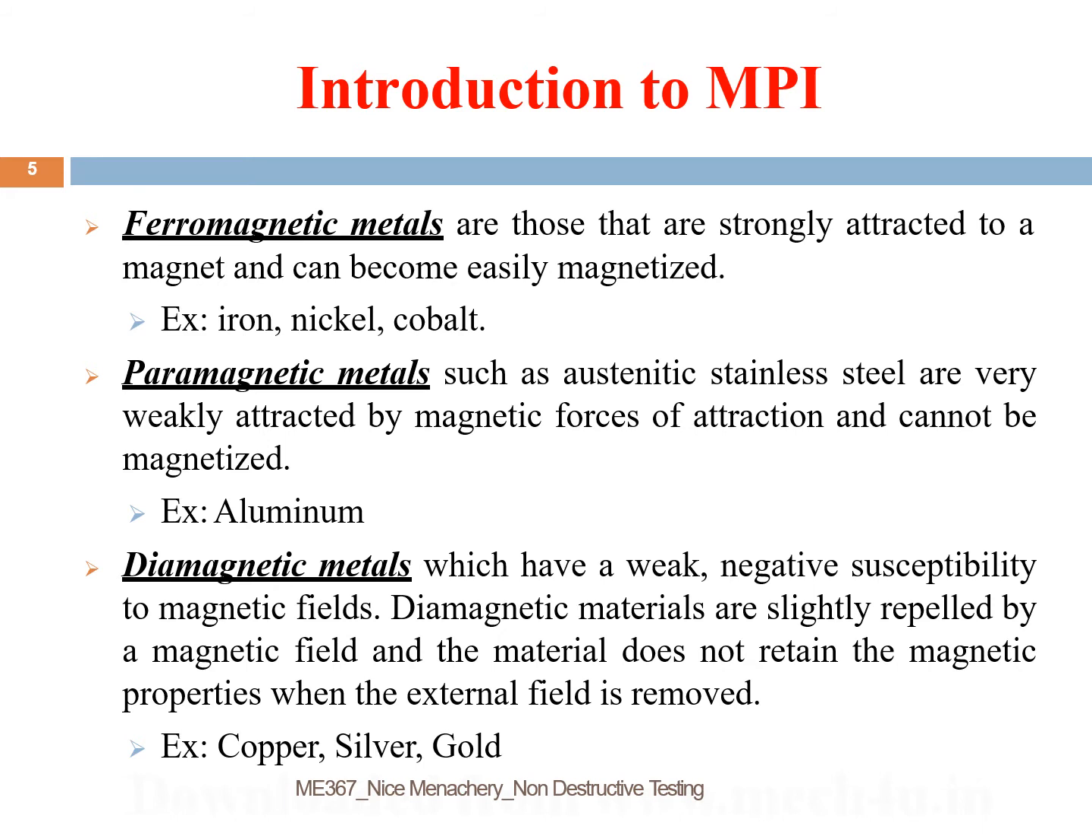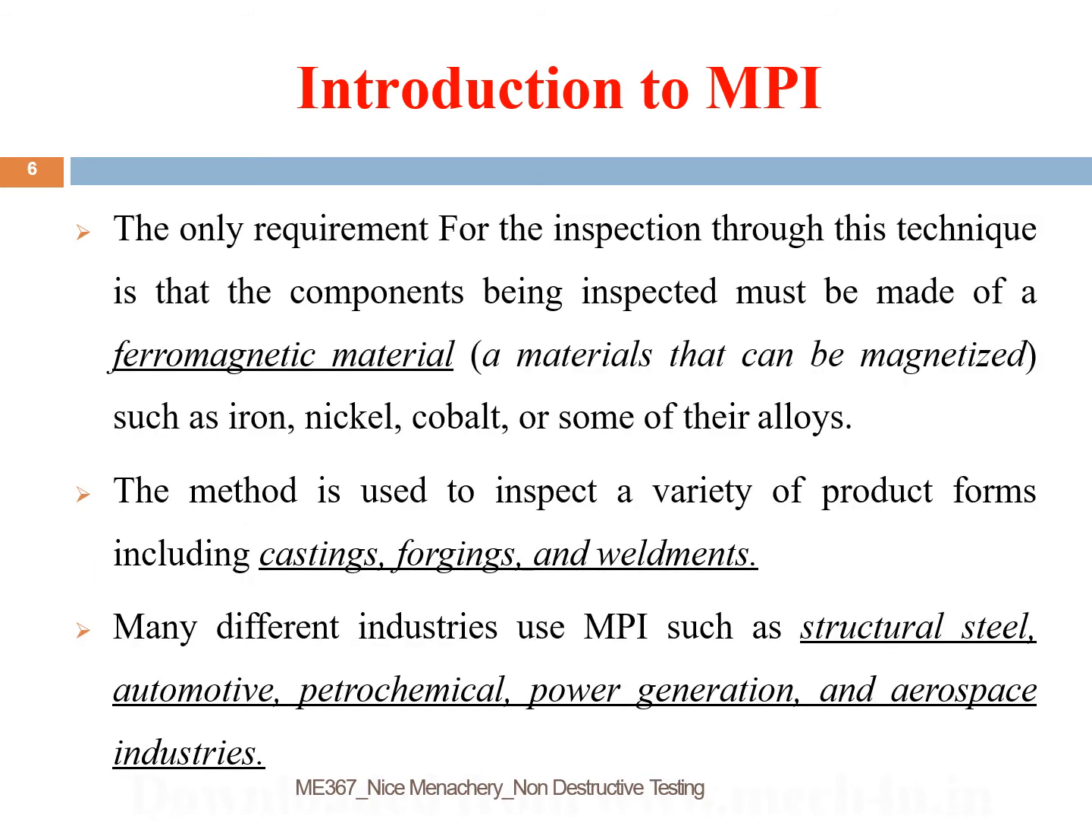So the main limitation of magnetic particle inspection is that the materials on which the test can be done are basically ferromagnetic metals. You can only use ferromagnetic materials as specimens. We cannot use paramagnetic or diamagnetic materials. That is what is being discussed here.